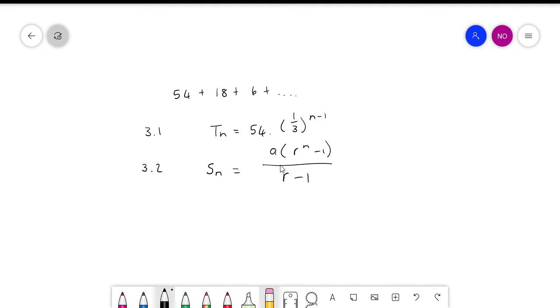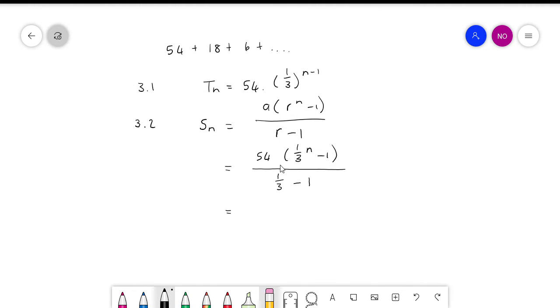Okay, let's substitute. 54 a third to the power of n minus 1 over that. You don't have it? No. Okay, and then this simplifies to y is negative 2 over 3, that's negative 2 over 3, this part. And if you say 54 divided by negative 2 over 3, it becomes negative 81.